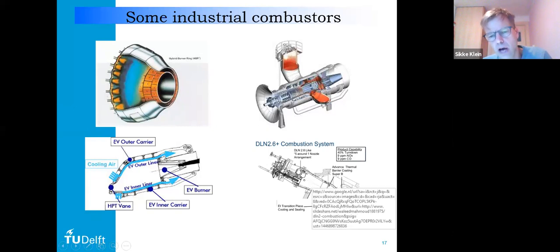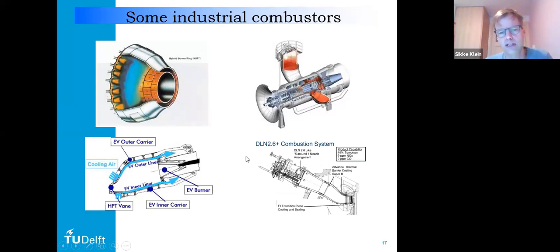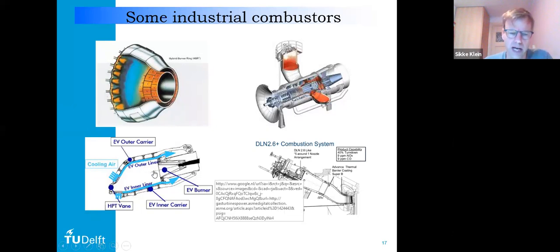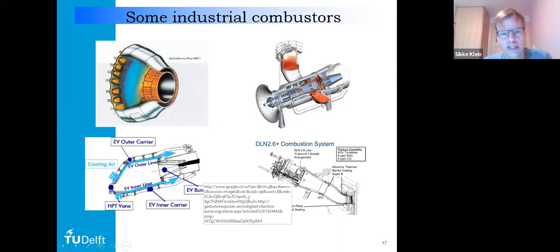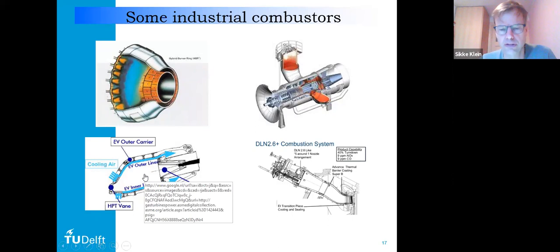So nowadays, most gas turbines apply the newest versions, this can type combustor. So what's the best performance? They all have advantages and disadvantages. But for high performance, you normally apply these, or sometimes the annular. For aircraft, mostly annular is applied, because you can make it lighter than a can type combustor. There's less material involved, also combined with the cooling surface.